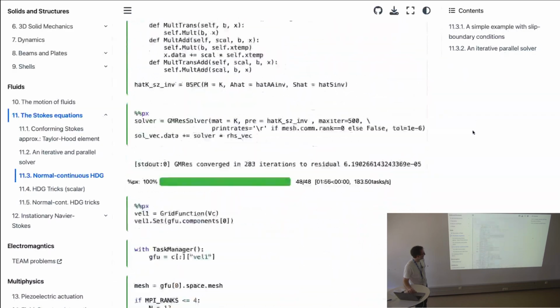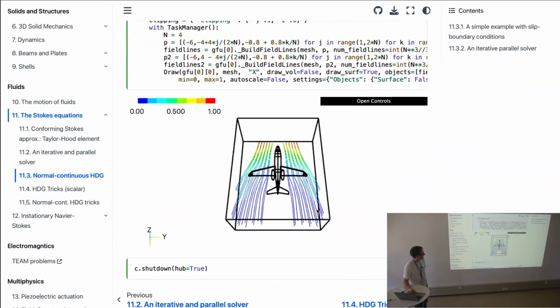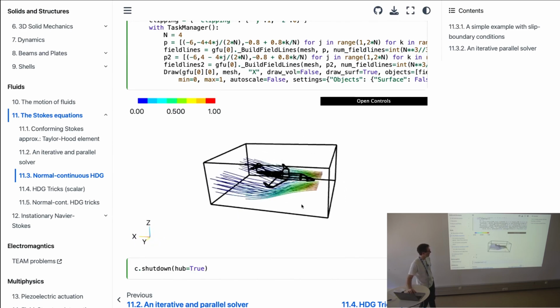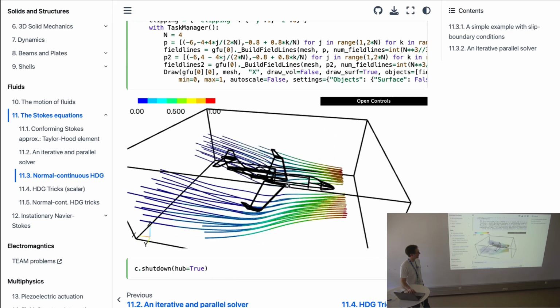Good. So basically, at the end, you can see something like this. This is a STEP file. You can also include STEP files in NGSolve with this OCC geometry. Here we have a flow around an airplane, and we have solved this iteratively on our cluster.